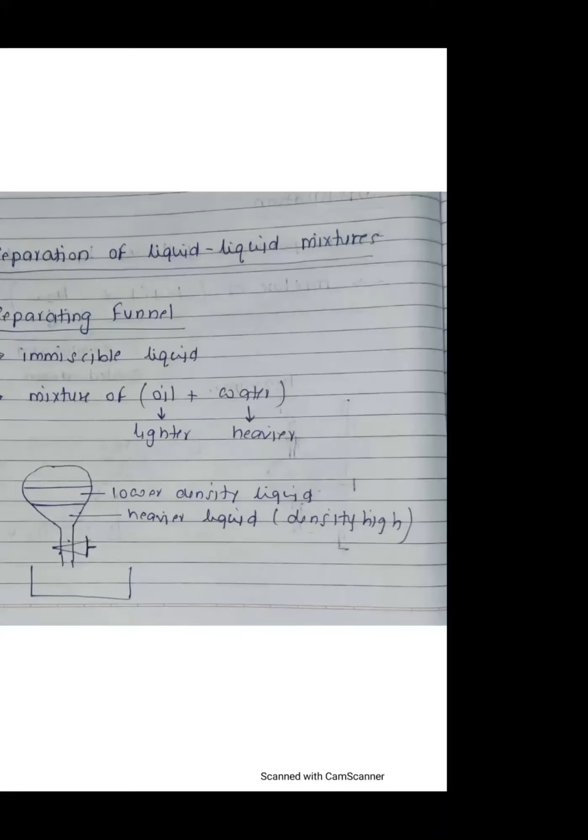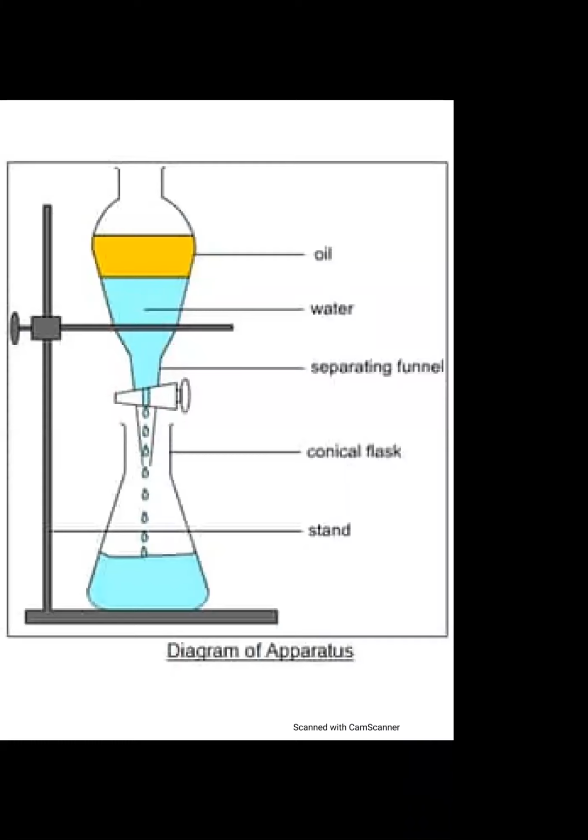So you can see in this diagram, everyone knows oil floats on water because it is lighter and water is heavier. So this is the diagram for the separating funnel. You can see oil is on top and water is at the bottom.